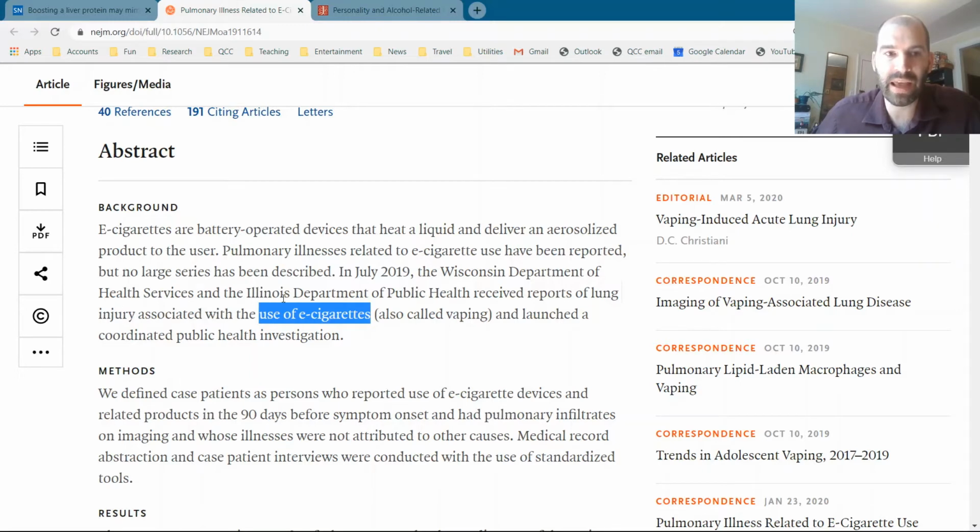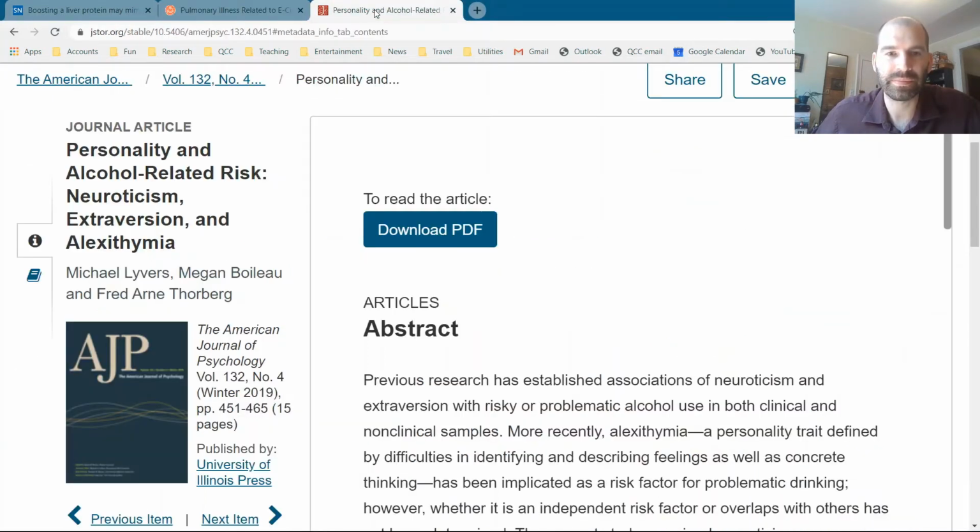Now, I'm not saying at this point that it's proven that e-cigarettes cause that, but that's what the article is suggesting, and then they discuss the evidence. If you were to read through this article, you can see how strong that evidence is and whether we should believe that there really is a cause and effect relationship here. Okay, let's go to the next article.